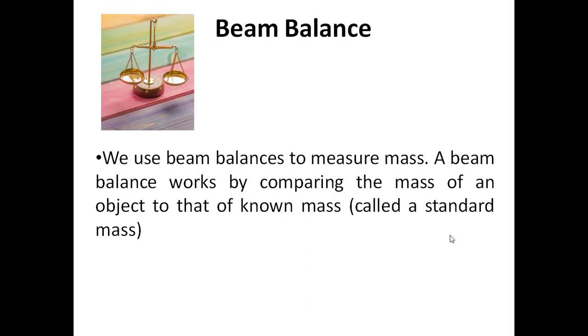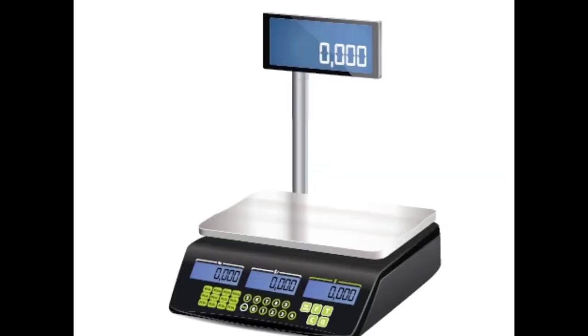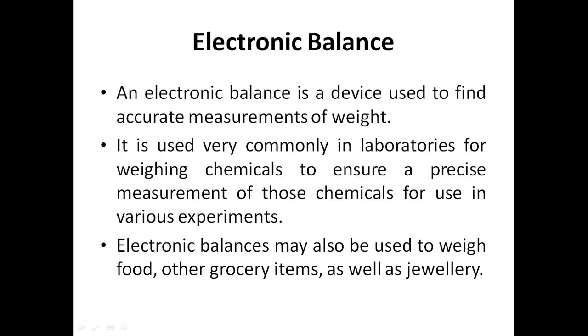Beam balance. We use beam balances to measure mass. A beam balance works by comparing the mass of an object to that of known mass called a standard mass. Electronic balance. An electronic balance is a device used to find accurate measurements of weight. It is used very commonly in laboratories for weighing chemicals to ensure a precise measurement of those chemicals for use in various experiments. Electronic balances may also be used to weigh food, other grocery items as well as jewelry.